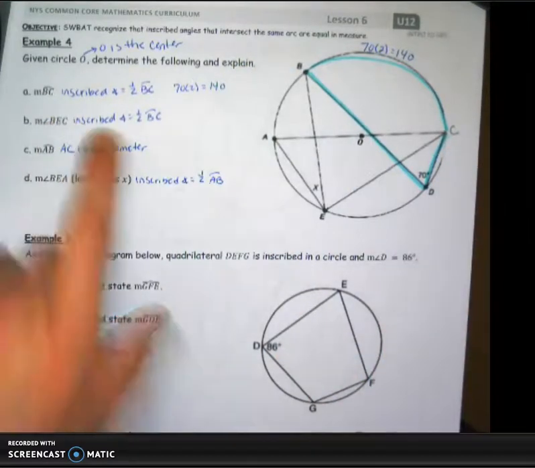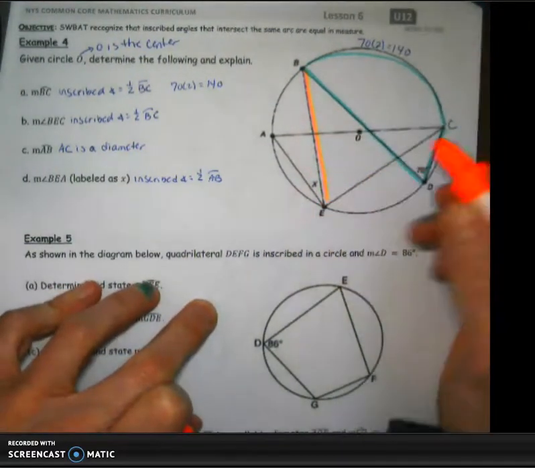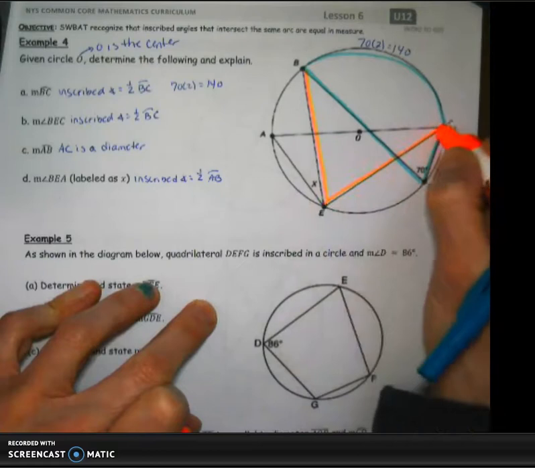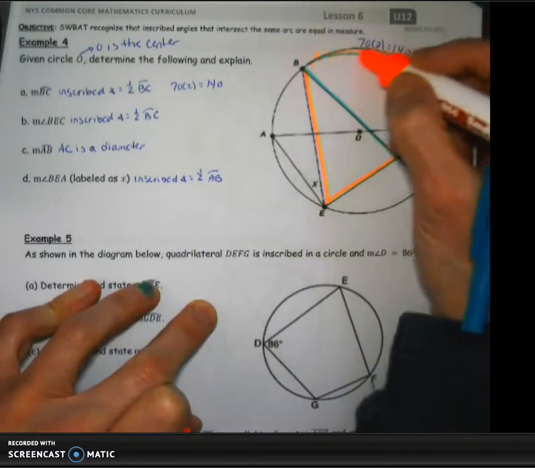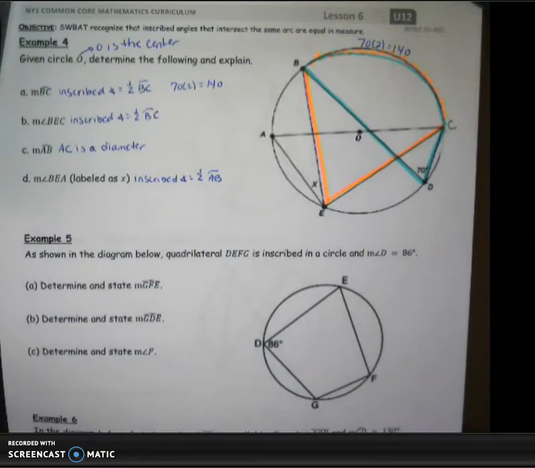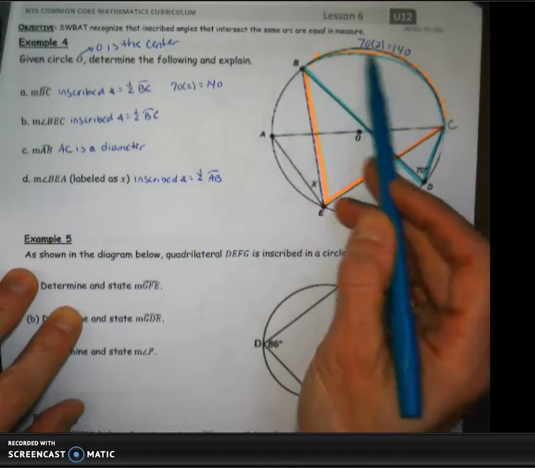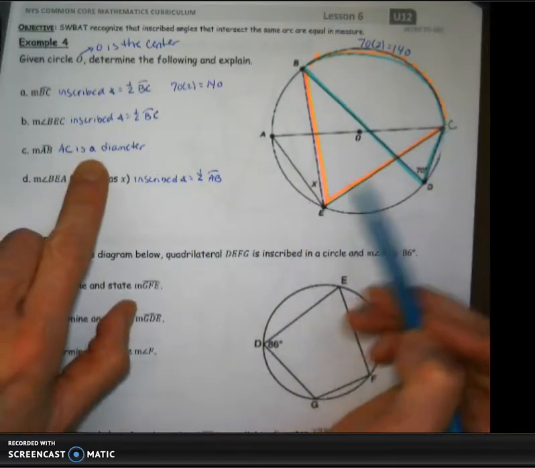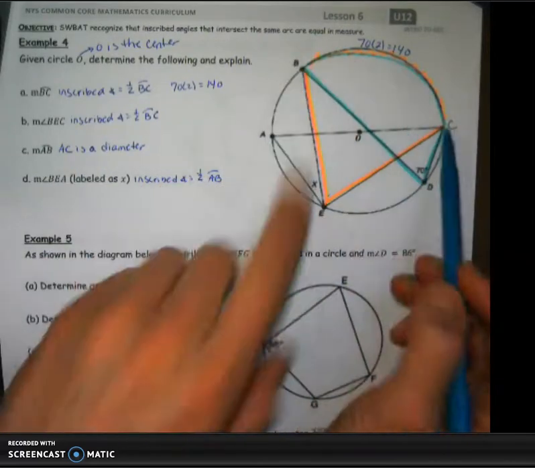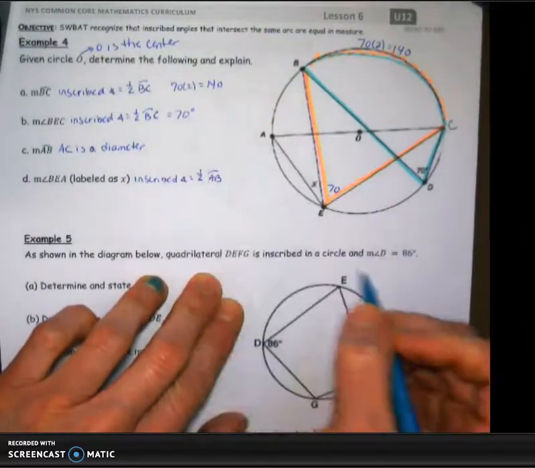Then it asks me for the measure of angle BEC. Well, angle BEC is going to be this angle right here. So I'm just looking for this part of the arc. So therefore, you can either say that it's half of 140 or inscribed angles that intercept the same arc are congruent. Either way, angle E is going to be 70 degrees.